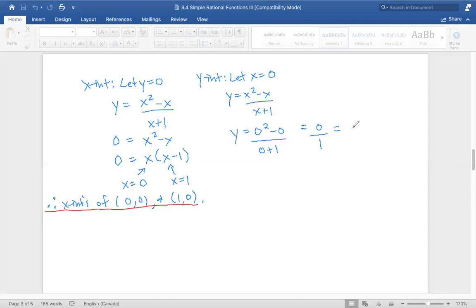Don't get too far ahead of yourself. That just equals 0. It's not a does not exist or anything. It is 0. You can have 0 on top. That doesn't have any restriction. So therefore, I do have a y-intercept of (0, 0). And again, if I want to highlight that so that I can come back and find it later, I have a y-intercept of (0, 0).